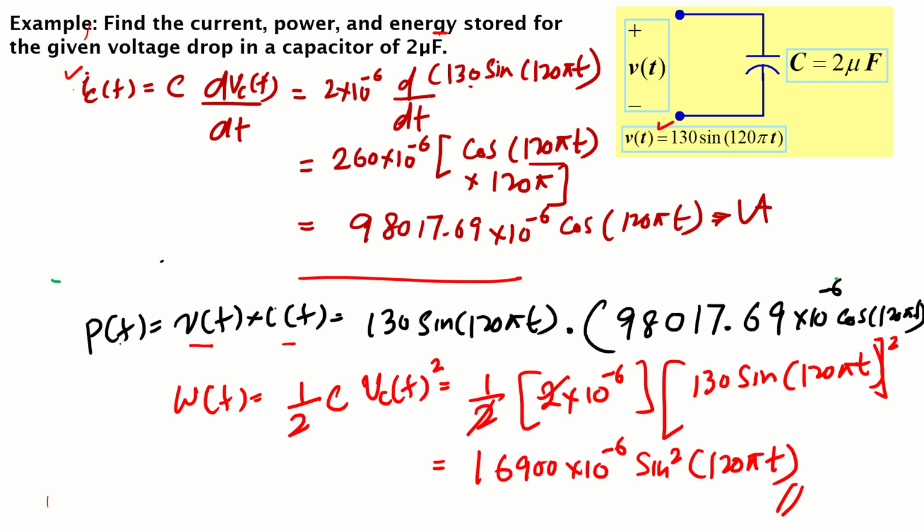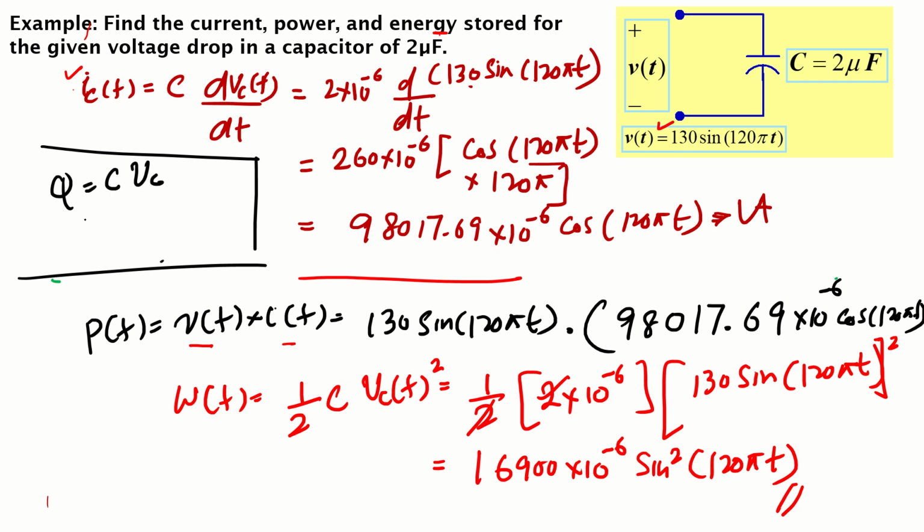For example, if the question asks for the stored charge, we can also find that easily. The stored charge is C times Vc. The value of C is 2 micro and the value of Vc is 130 sine 120 pi t. So we just multiply them and we have our stored charge for this case.